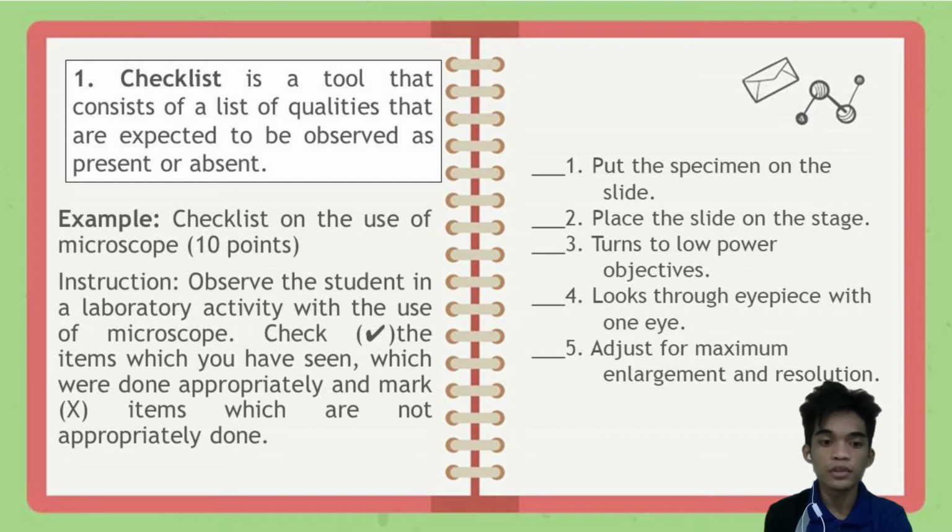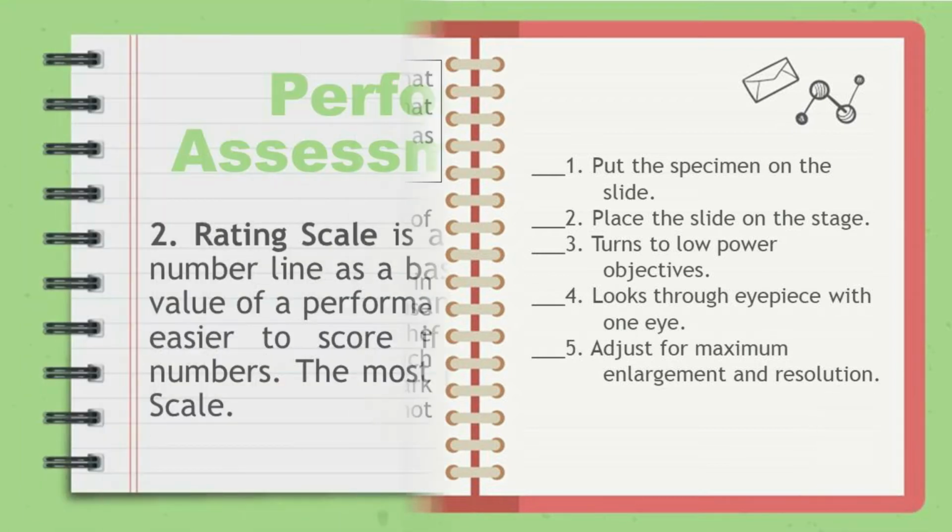Instruction: observe the student in the laboratory activity with the use of a microscope. Check the items which you have seen, which you have done appropriately, and mark X items which are not appropriately done. So a checklist also measures the ability of the student to know what is given or not in the topic. Also, the teacher will know where the student has difficulty. And the teacher will make a way for the student to understand the topic.